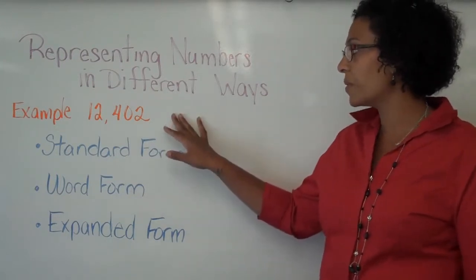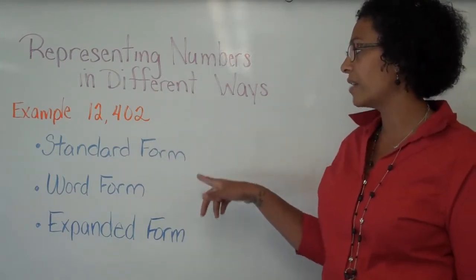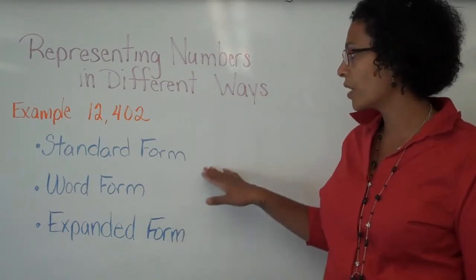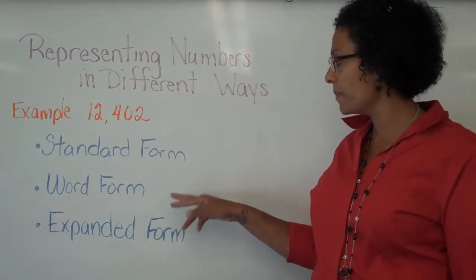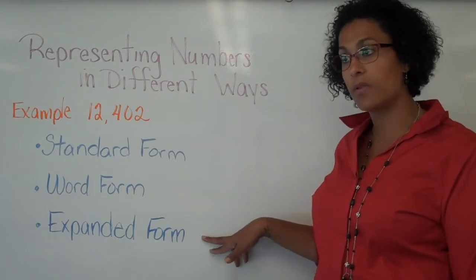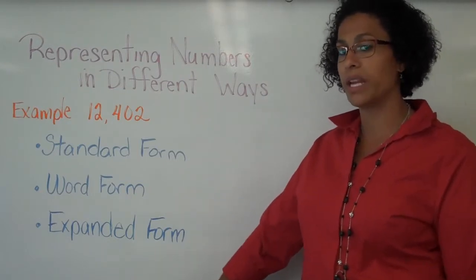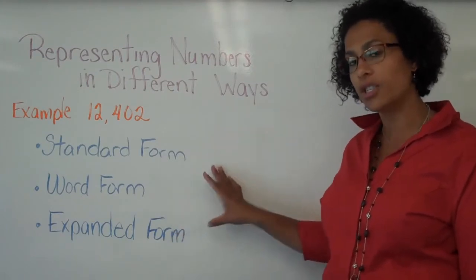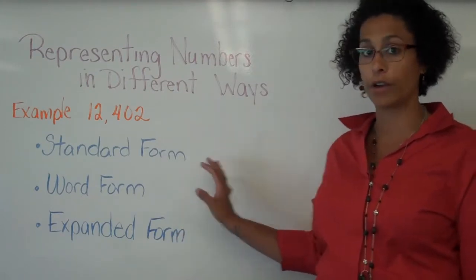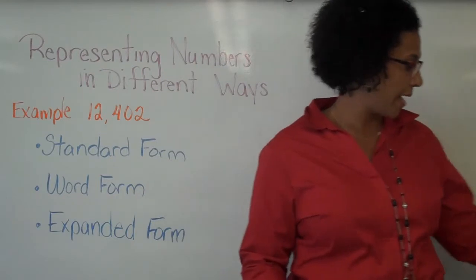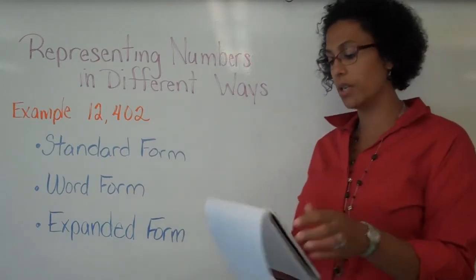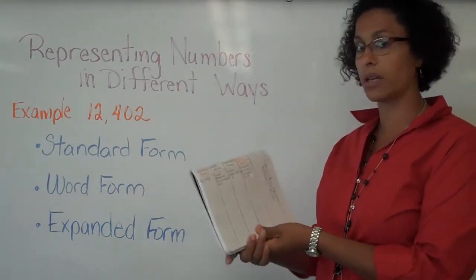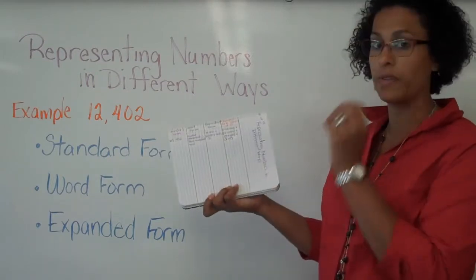I'm going to use this example of 12,402. We're going to represent it in standard form, word form, and expanded form, and then a new form that I don't have up here yet, because I want to get through these first, which should really be a review for you. But before we do that, I'm hoping that you can see this. I'm going to get close to the camera and hopefully it works.